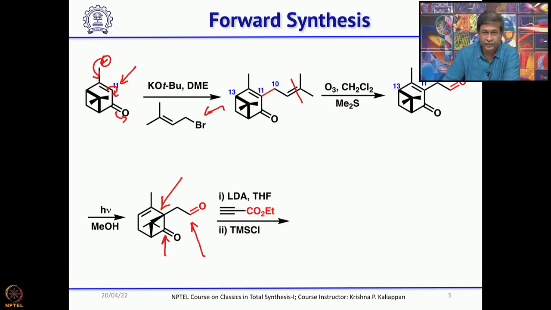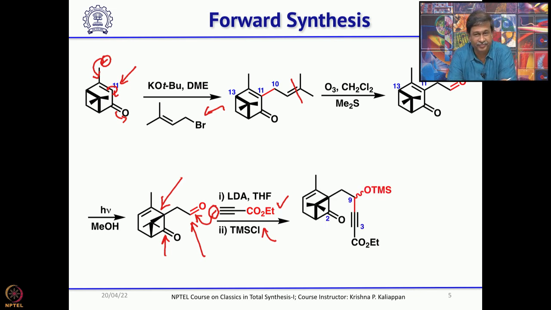So you take ethyl propiolate, this is called ethyl propiolate, and when you treat it with LDA, you can generate an anion here. The triple bond, the acetylenic hydrogen, you can generate the anion. That anion can add to this aldehyde to give the corresponding alcohol. That alcohol was protected in situ as the TMS ether by treating with TMS chloride.